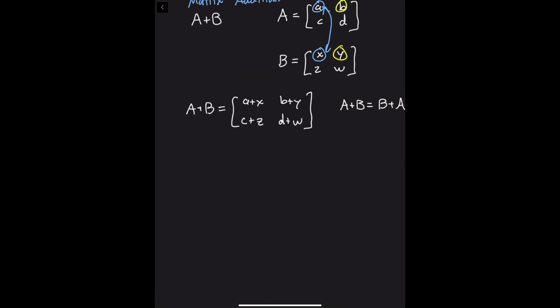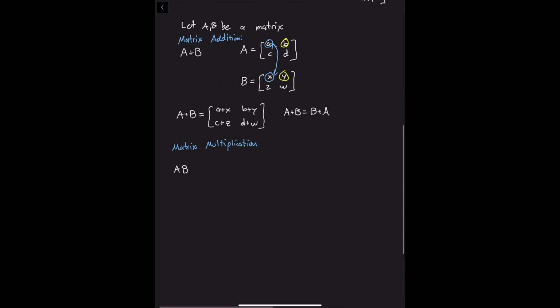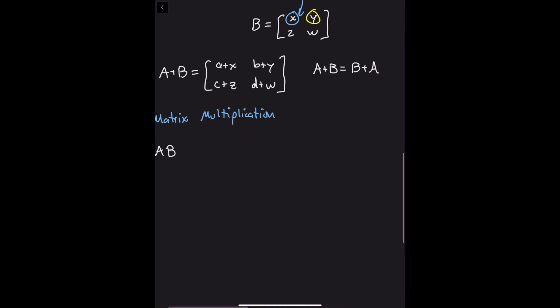Now let's talk about matrix multiplication. So now we have A times B, which we're going to write as AB, and we're going to use the same values we have here. So I'm just going to write these two next to each other. So we have A, B, C, D times X, Y, Z, W.